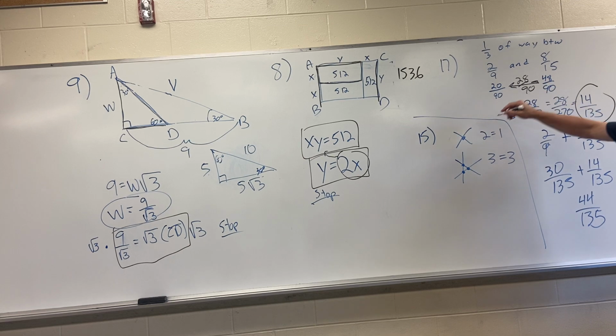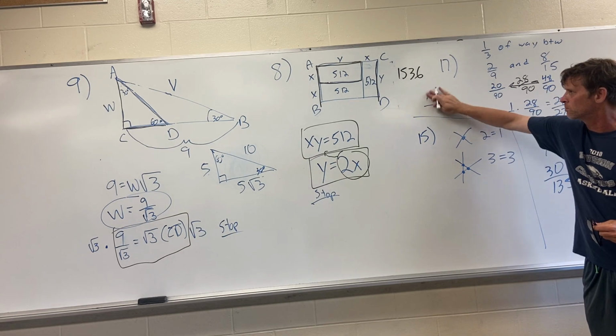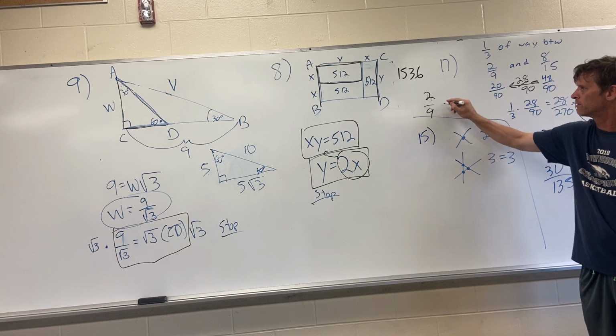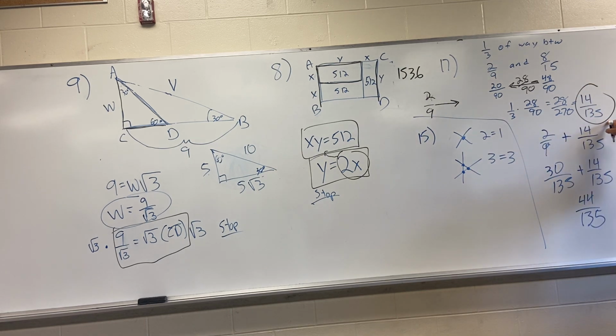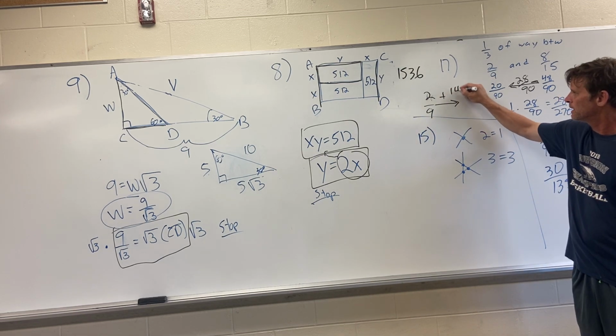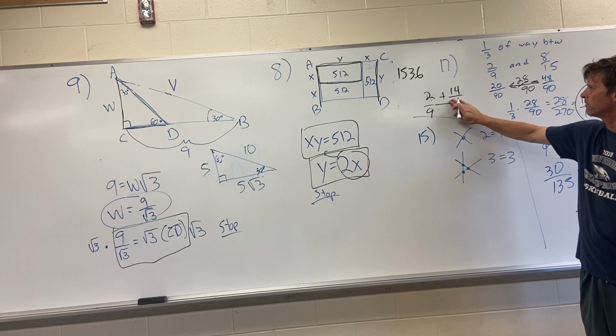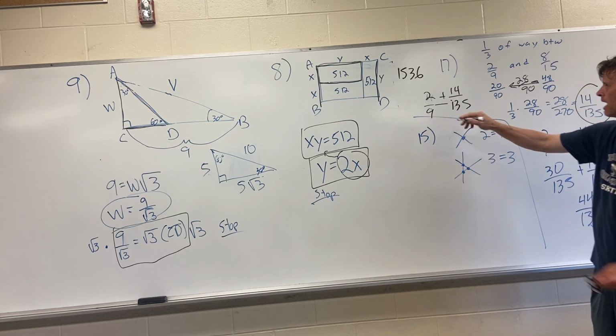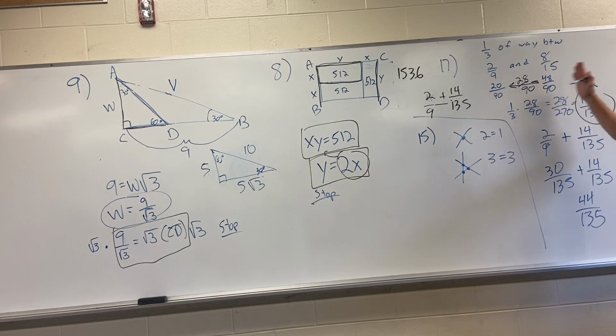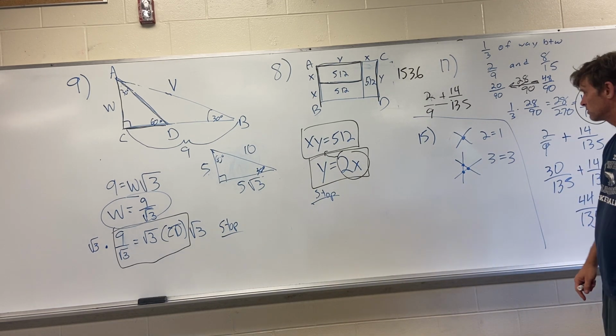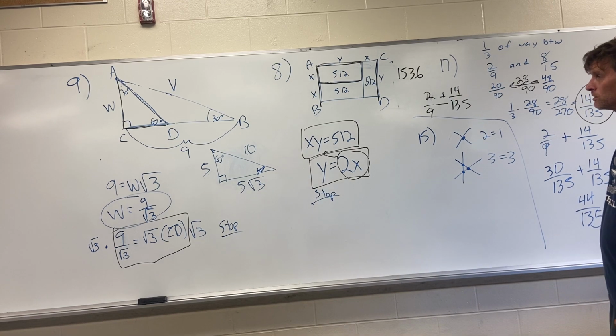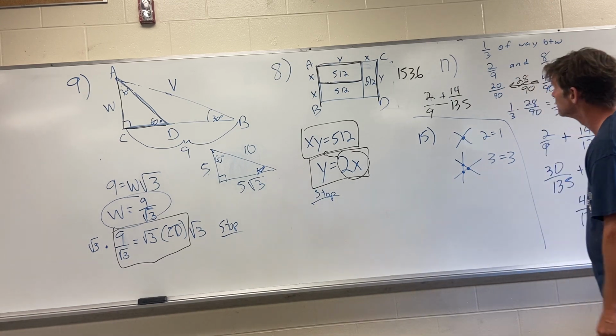So I start at my low value, my 2 9ths, and I add another 14 135ths to it, and that will get me a third of the way between the 2 things. Okay, so again, you're just getting a common denominator and adding 2 fractions. Okay, that was number 17.